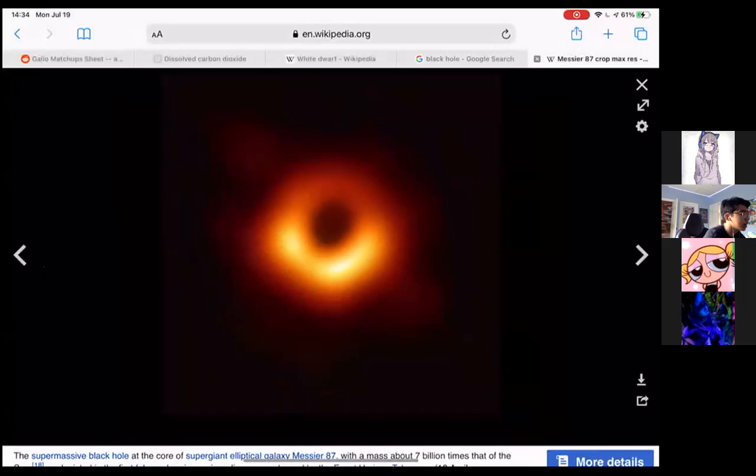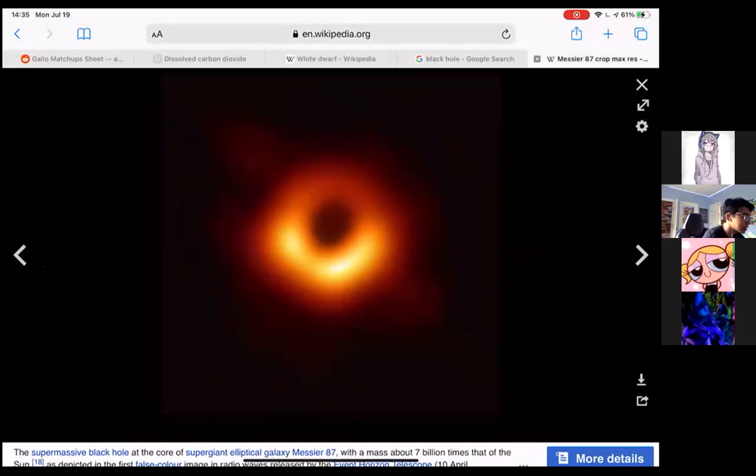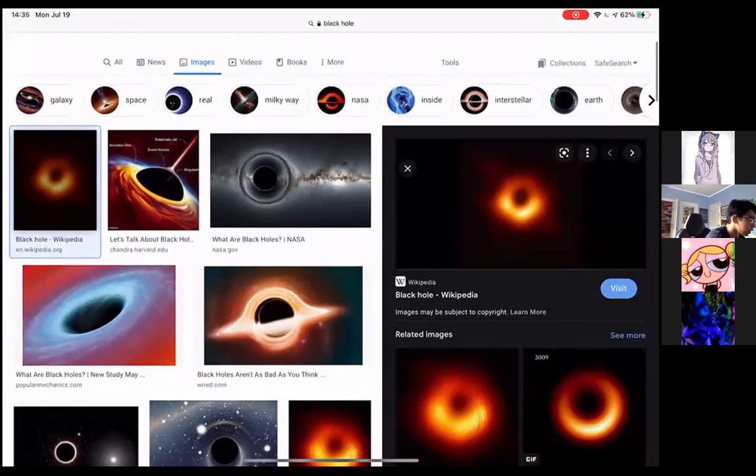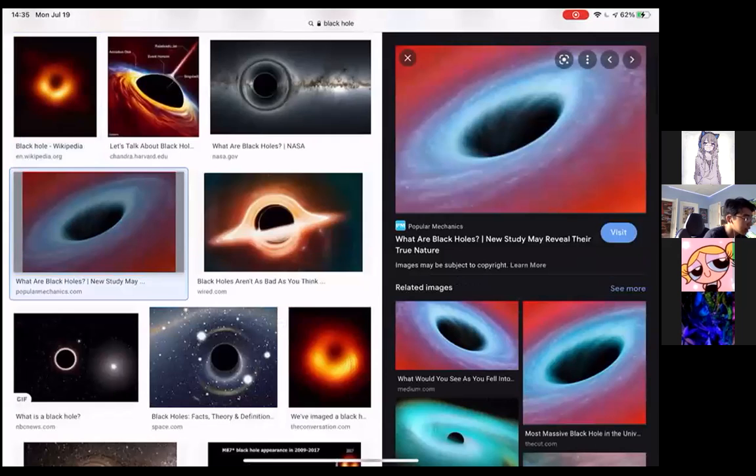It's really blurry. It doesn't look like all the images you see on Google, but this is our best idea. This is our actual image of a black hole. You see all this stuff right here, this isn't a black hole. This is something some person drew. Why is there a plane? This doesn't make any sense.